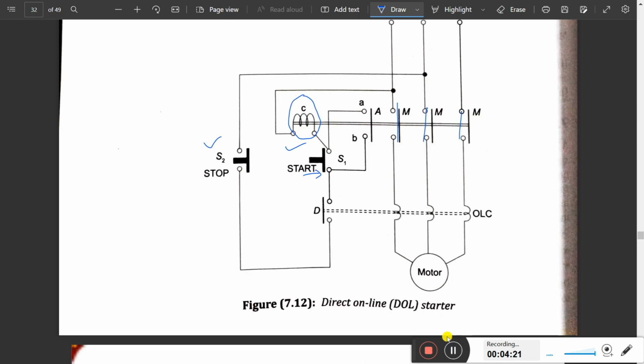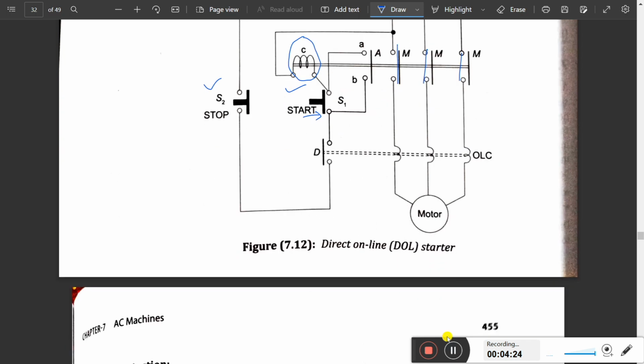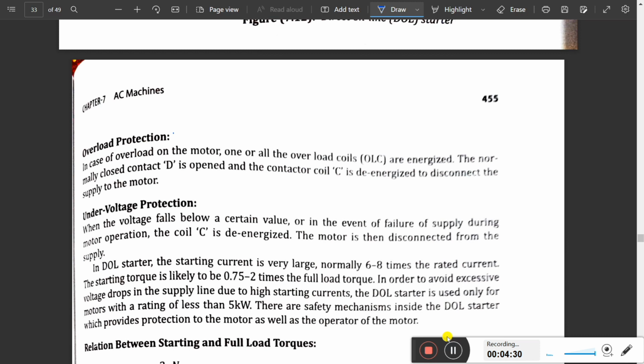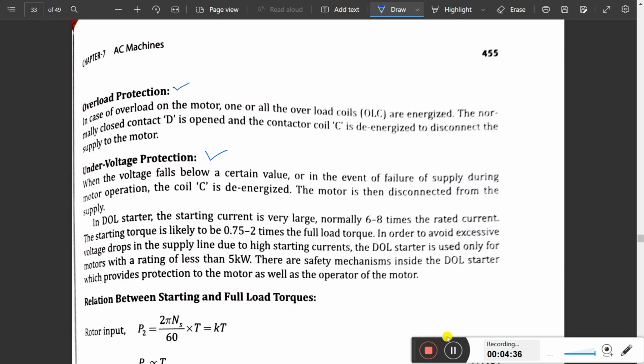In case of no load voltage or over voltage, the coil will energize, it will trip by this coil. From this, we can protect the motor from two conditions. One is overload protection, another one is under voltage protection. We can go through these two.